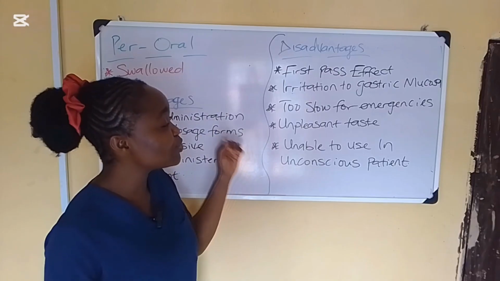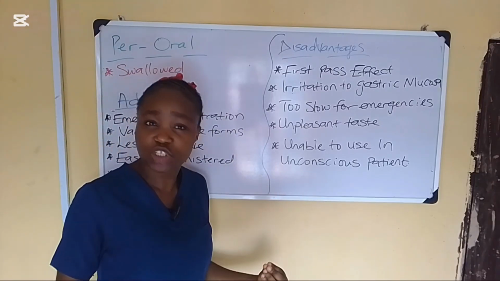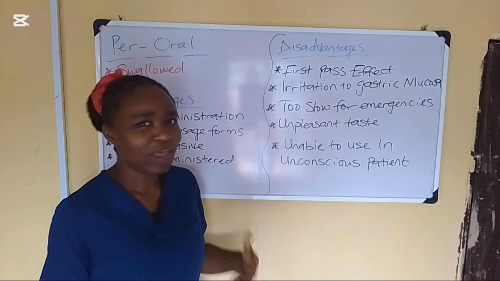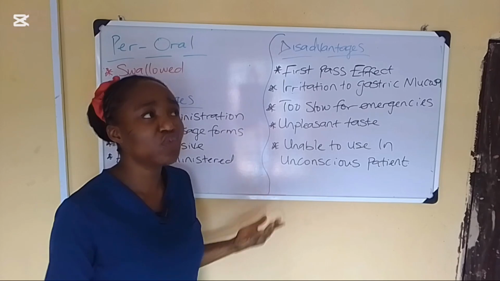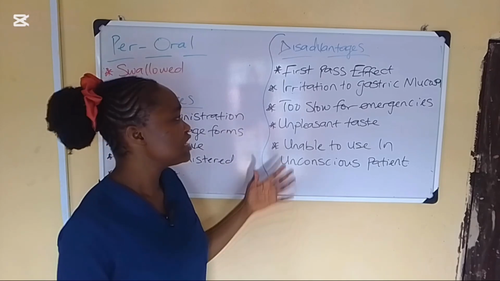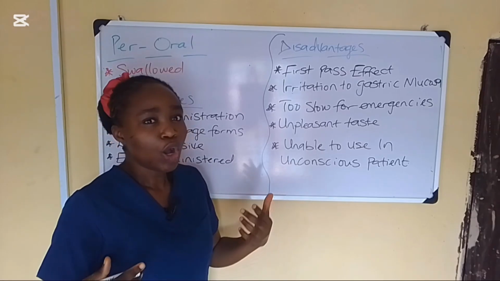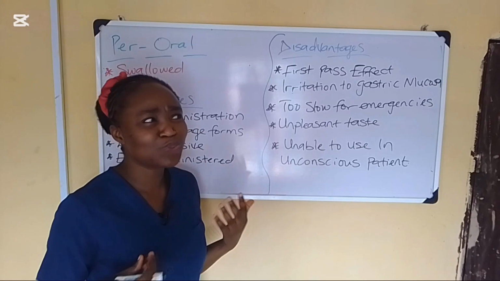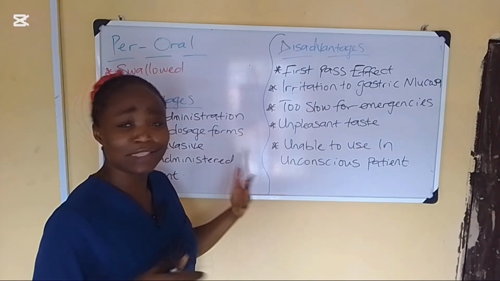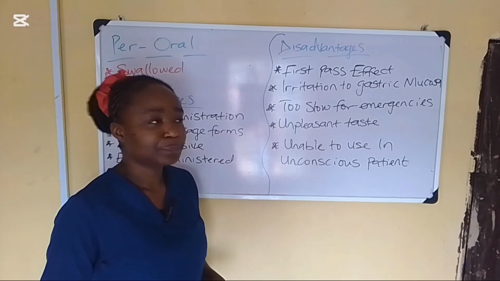Another thing is being unable to use it in unconscious patients. You can't administer drugs per orally to an unconscious patient. How? Because the patient will need to swallow, and an unconscious patient that cannot move his body reflexes to aid swallowing cannot take this. This is very unlike rectal administration. Rectal drugs can be given to an unconscious patient because these drugs are mostly in suppository form, where the nurse can easily arrange the patient in the same position and administer these drugs rectally.